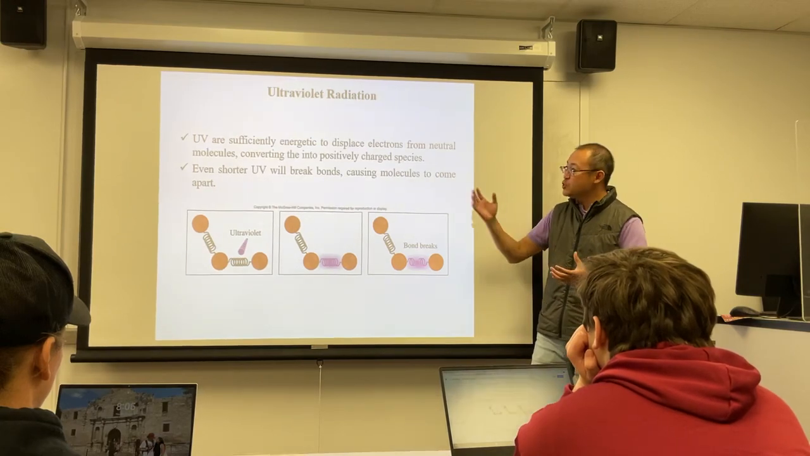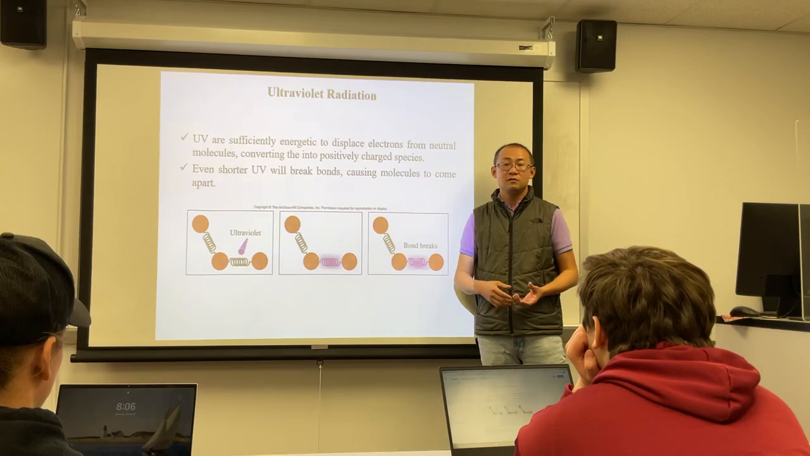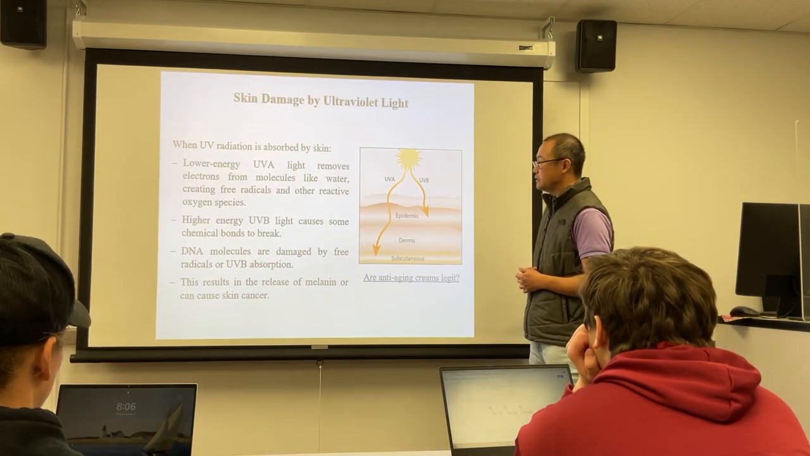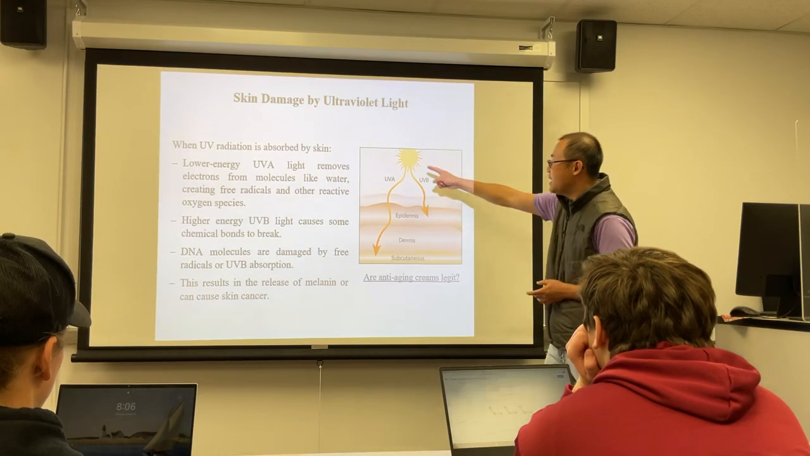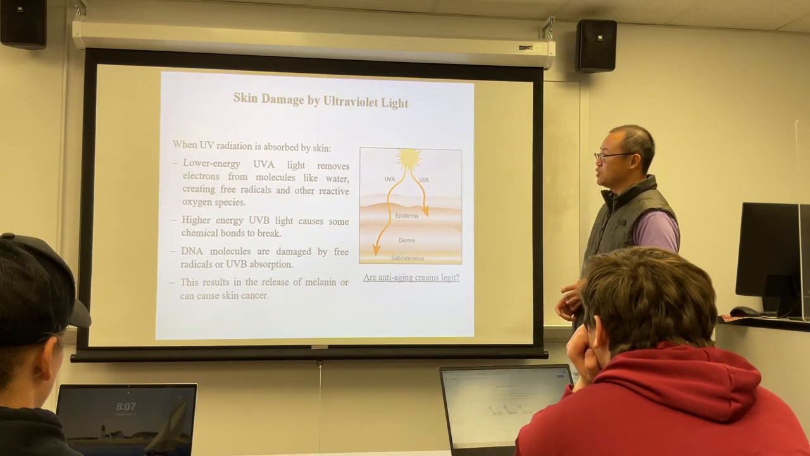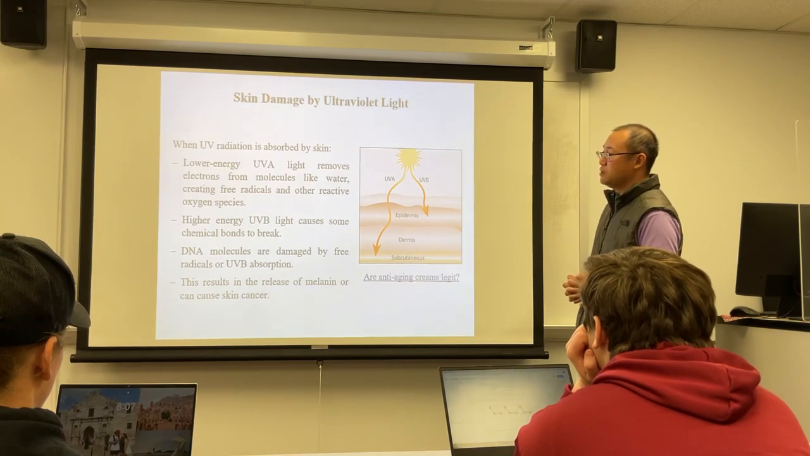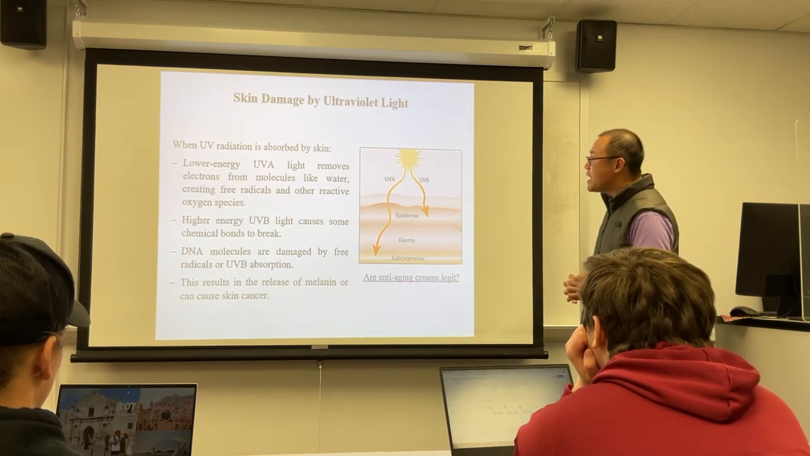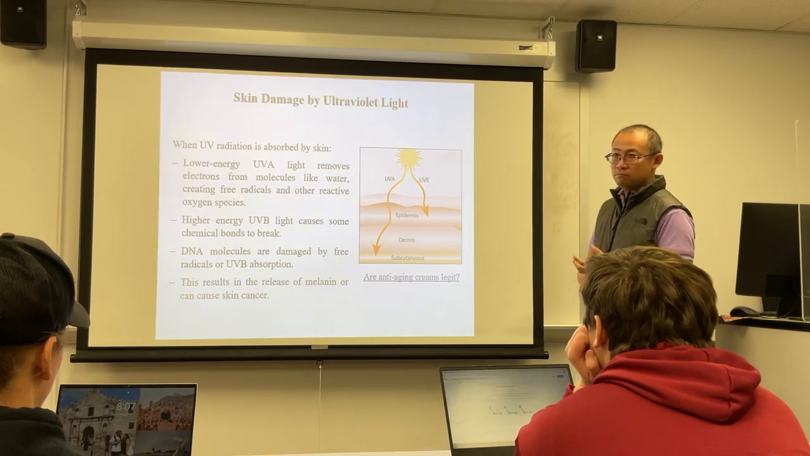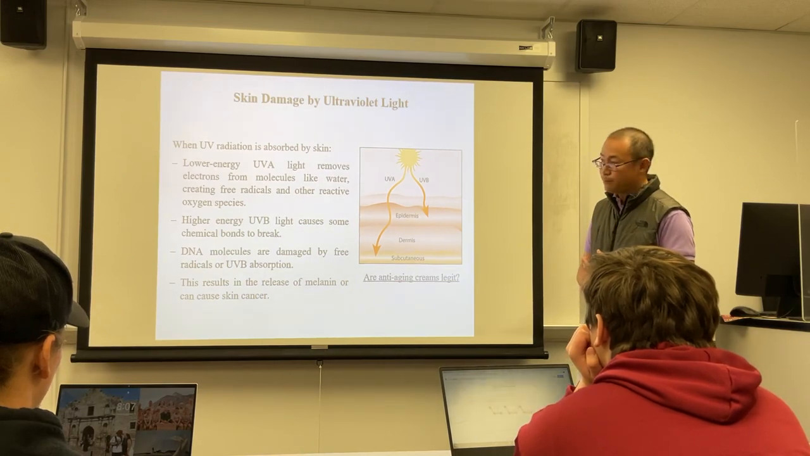If this UV hits our biomolecules, such as the molecules in our cells, this is what happens. You can see that UVA penetrated more, UVB may be absorbed by the surface, but when they are hitting our biomolecules, they will break their bonds, such as DNA and proteins.